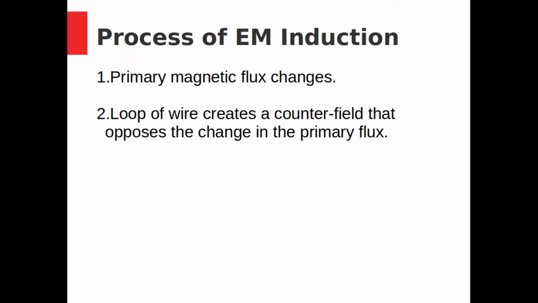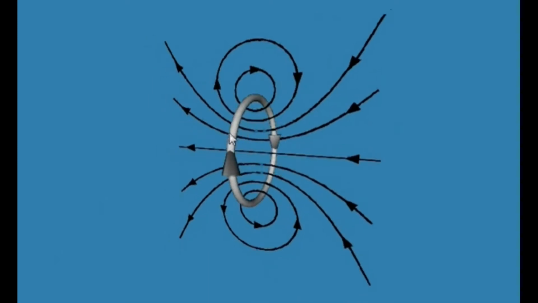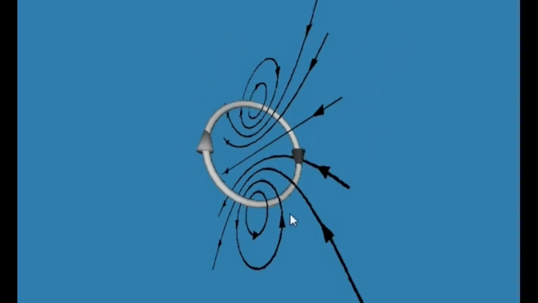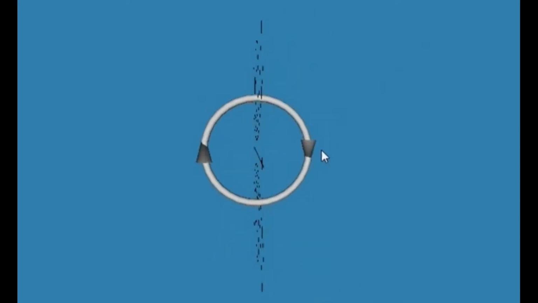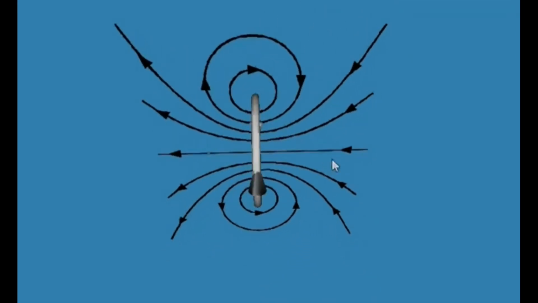To summarize what we've seen so far, when a loop of wire feels a changing magnetic field, it sets up a counterfield that opposes the original change. But how does the wire create that counter-magnetic field? The same way that wires always create magnetic fields, by having a current flow in them. Remember that a current-carrying wire in the shape of a loop will create this very distinctive magnetic field.